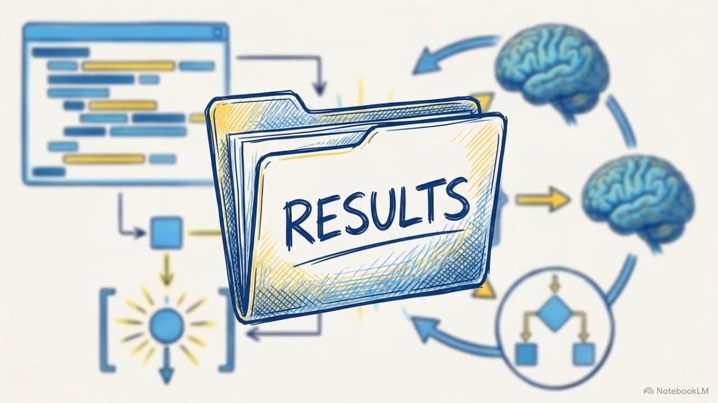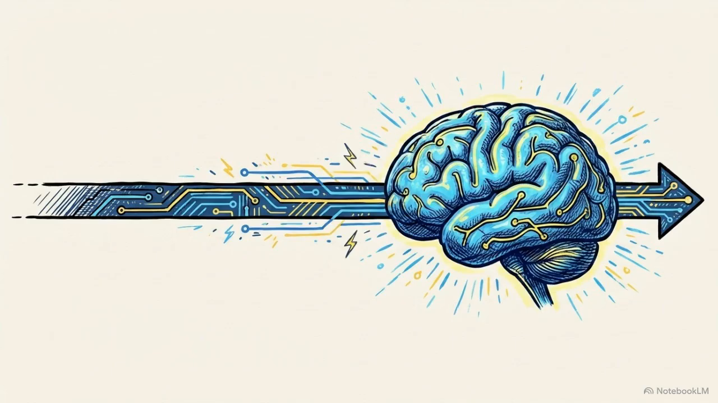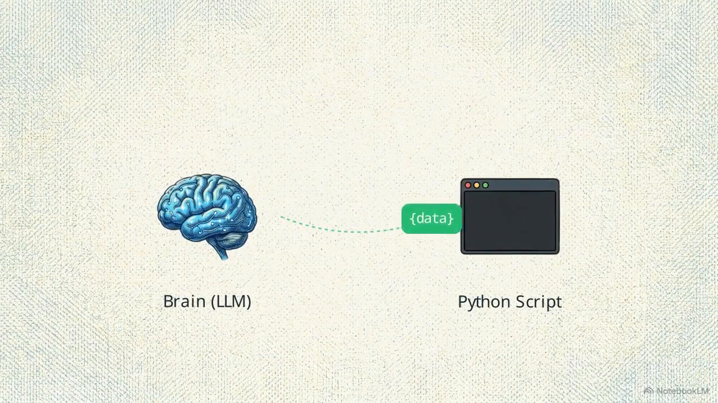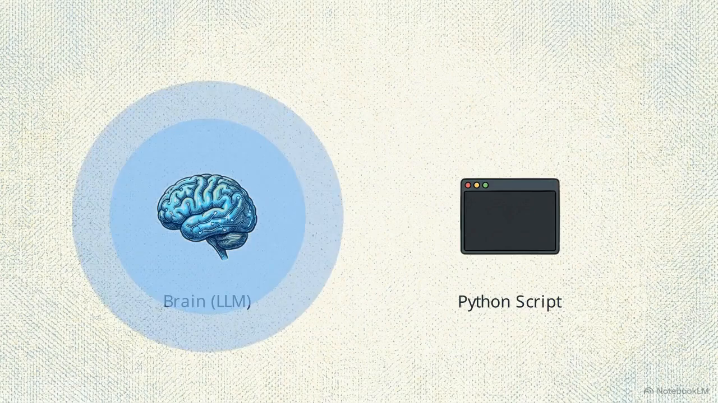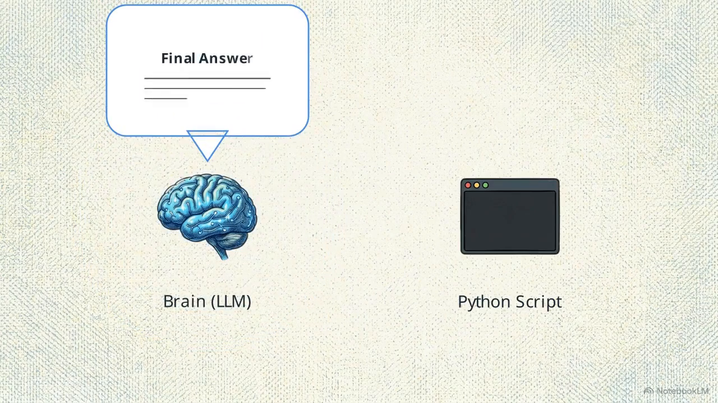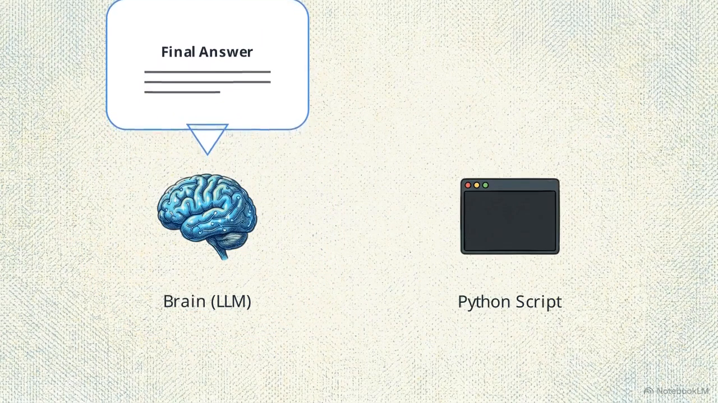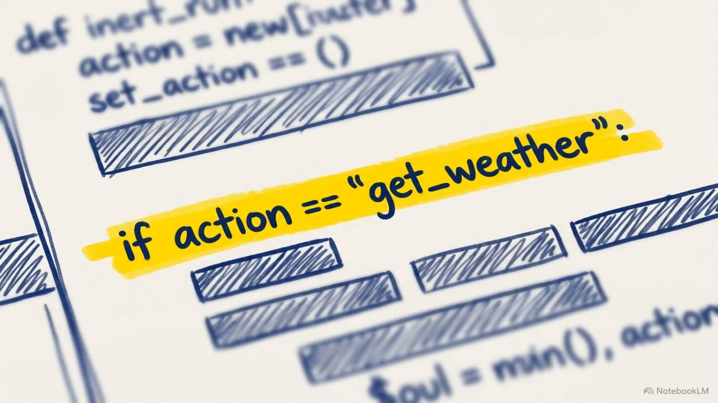In the final phase of the loop, the script captures the output from the Python function and sends it back to the LLM as a new piece of information. The model now has the raw data it needs. It processes that data to formulate a final, human-friendly response for the user. This reveals that agent autonomy is the result of standard conditional logic interpreting structured text.